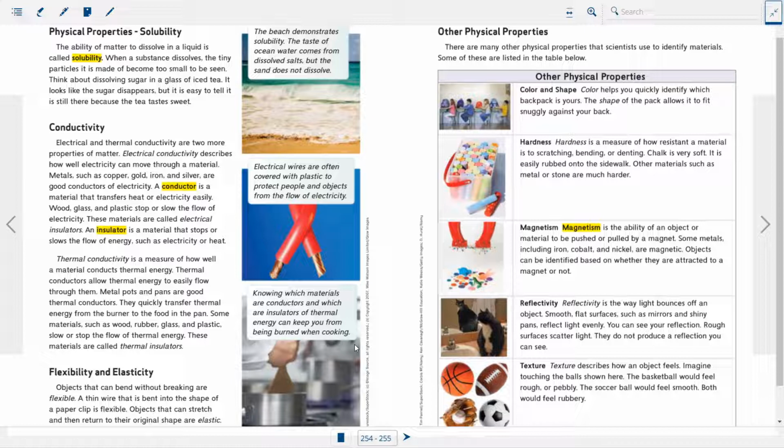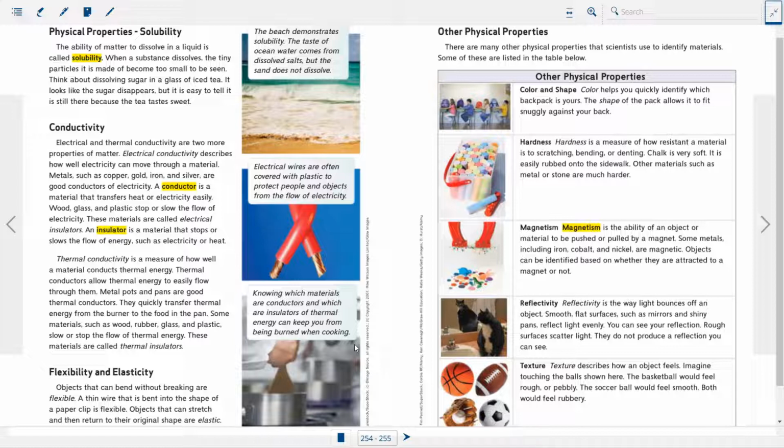Hardness. Hardness is a measure of how resistant a material is to scratching, bending, or denting. Chalk is very soft. It's easy to rub on the sidewalk. Other materials, such as metal or stone, are much harder. Magnetism is the ability of an object or material to be pushed or pulled by a magnet. Some metals, including iron, cobalt, and nickel are magnetic. Objects can be identified based on whether they are attracted to a magnet or not.